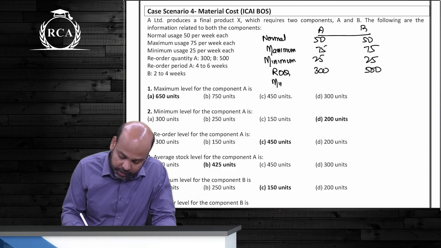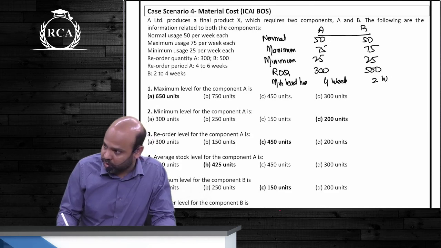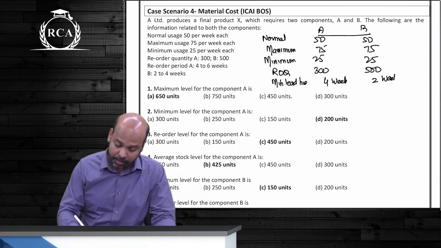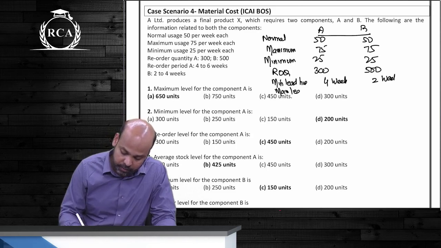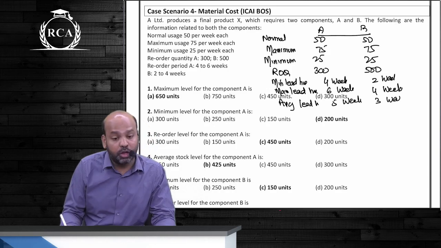What is minimum lead time? 4 weeks and 2 weeks. The one below is B's, look, don't get confused, that one is A's, this is B's. Maximum lead time, 6 weeks and 4 weeks. Average lead time, 5 weeks and 3 weeks. We just have to compute all the levels, guys.